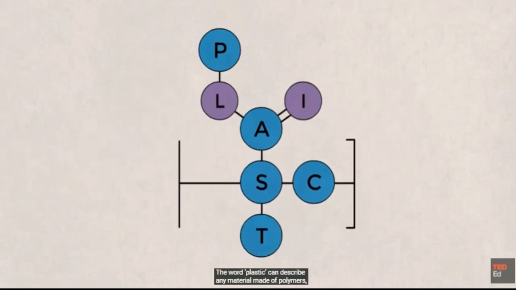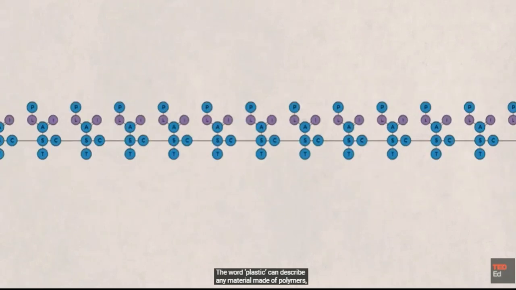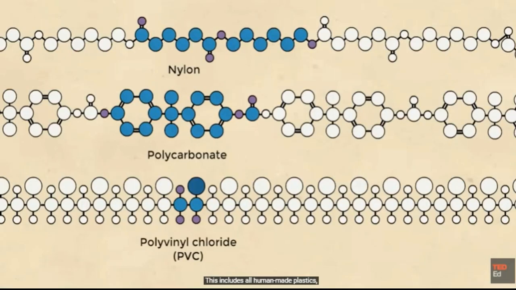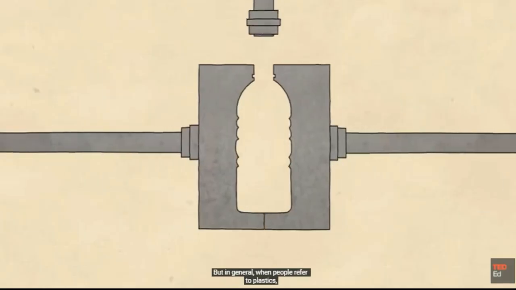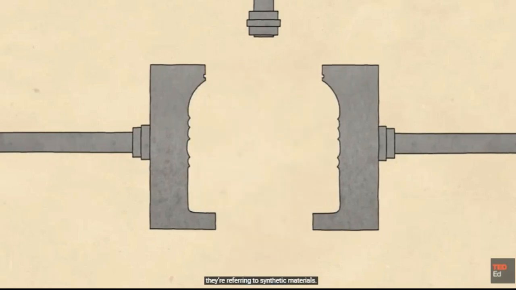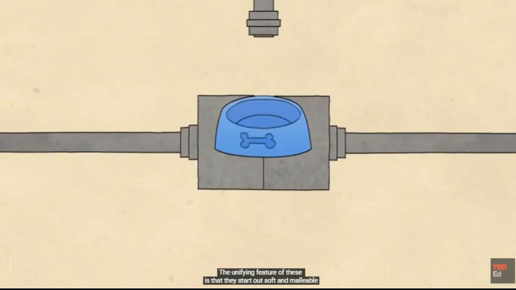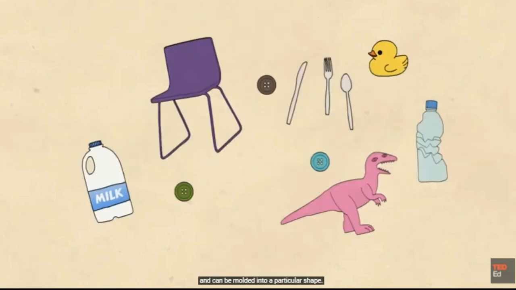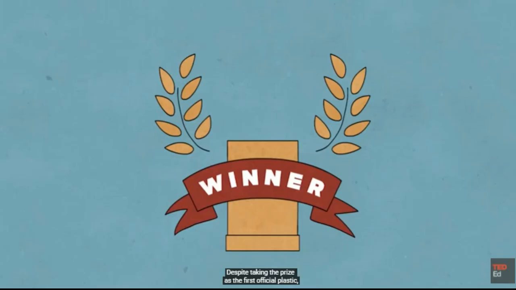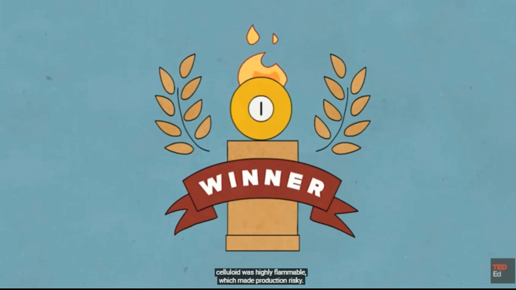The word plastic can describe any material made of polymers, which are just large molecules consisting of the same repeating subunit. This includes all human-made plastics, as well as many of the materials found in living things. But in general, when people refer to plastics, they're referring to synthetic materials. The unifying feature of these is that they start out soft and malleable and can be molded into a particular shape. Despite taking the prize as the first official plastic, celluloid was highly flammable, which made production risky.